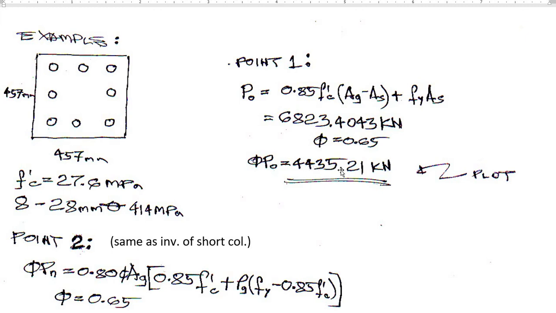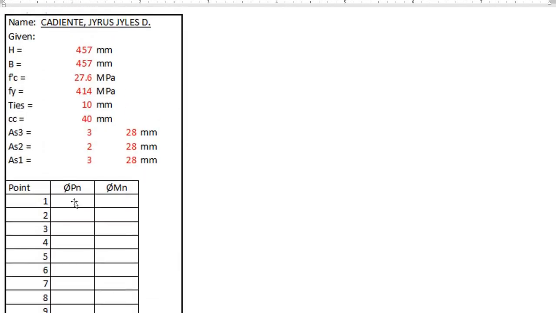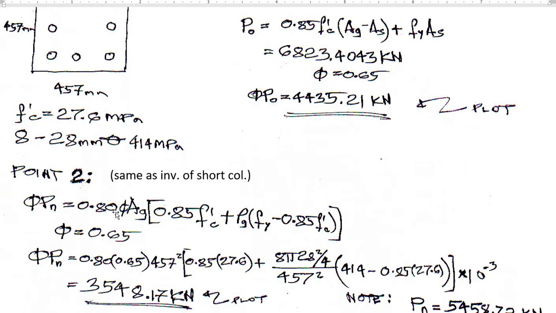4435.21. Okay, merong nakasulat dito na plot. So, ibig sabihin, yan yung ikakopy natin, ipe-paste mo dito sa point 1. Okay? Obviously, at point 1, walang value ang PMN. Ganon din sa point 2, walang value ang PMN. Now, let's go to point 2.